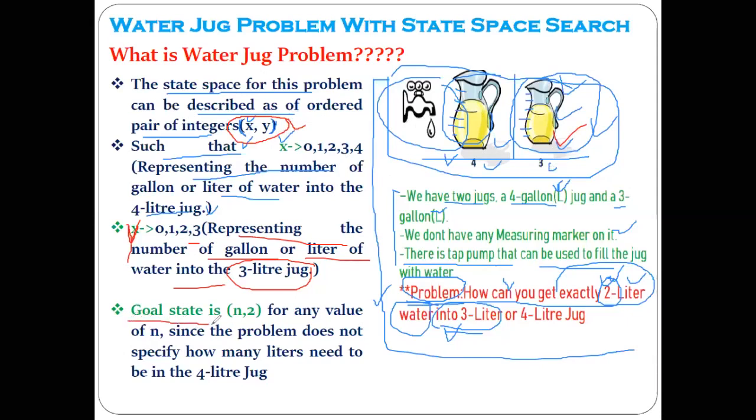And our goal state is like this. When you try to solve this problem and reach the goal or the solution, we should have the goal state like what? N, 2. What does it mean? What is the meaning of this state? Goal state as N, 2.